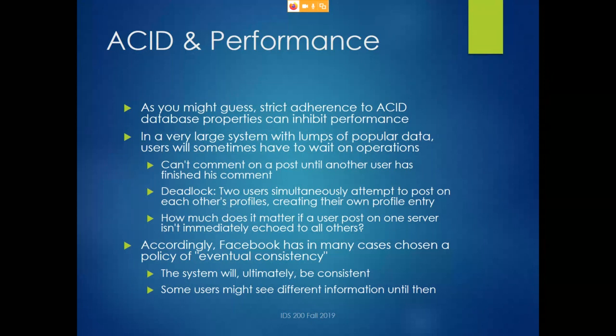I mean, Facebook will catch up, but if there's some slight temporary inconsistency, it just doesn't matter that much. So Facebook, in many cases, has chosen a policy of what's called eventual consistency. So eventually, the system will be consistent. All the replicas at all the data centers will eventually hold the same data, but there might be some different information until then, right? So like I said, one copy of a post at one data center might show a different number of likes than another for a little while.